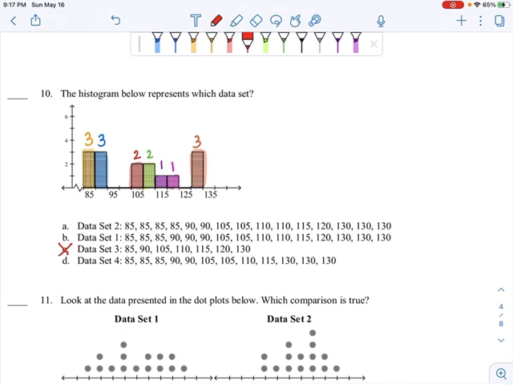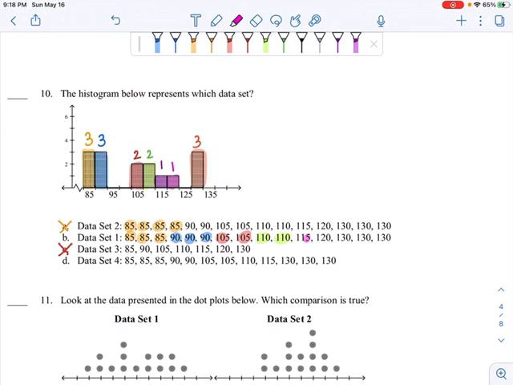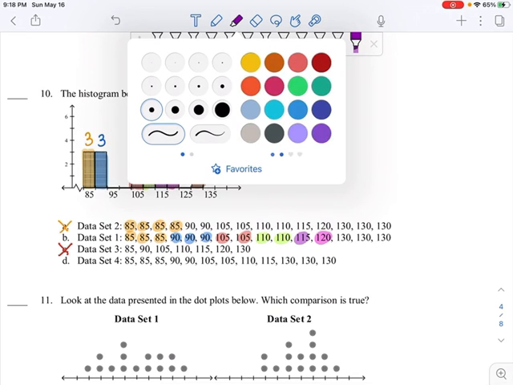A has 1, 2, 3, 4 85s. Right away, I know that's not correct because I only have 3 of them. So I'm going to look at B: 1, 2, 3 85s, good. 1, 2, 3 90s, okay. 2 105s, 2 110s, 1 115, sorry. 1 120. Oh, I used the wrong color. And then we have 3 130s, which is what we have above. So our answer is B.